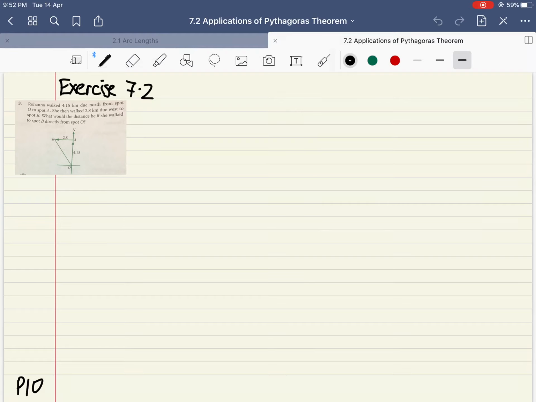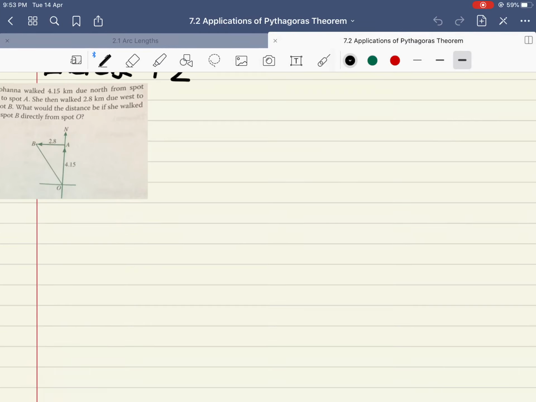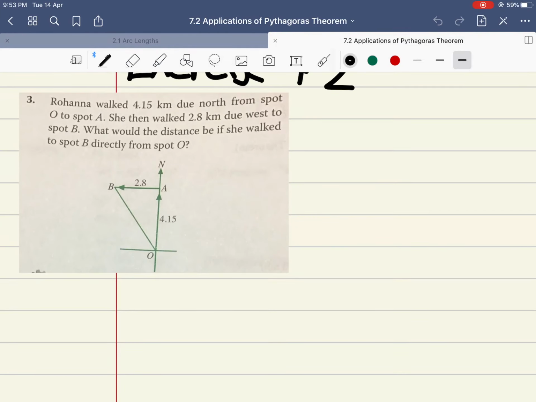Today we're going to cover some examples from exercise 7.2. Okay, we are now on chapter 7.2, 2B textbook of Discovering Mathematics, and this is applications of Pythagoras' theorem. Okay, so first please turn your textbook to page 10. Okay, I'll cover question 3.